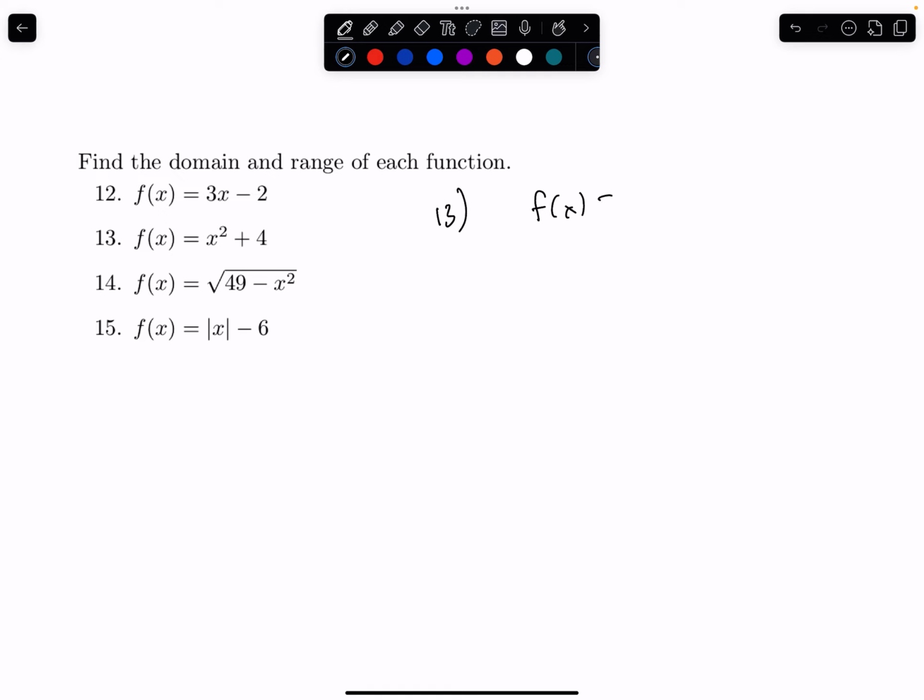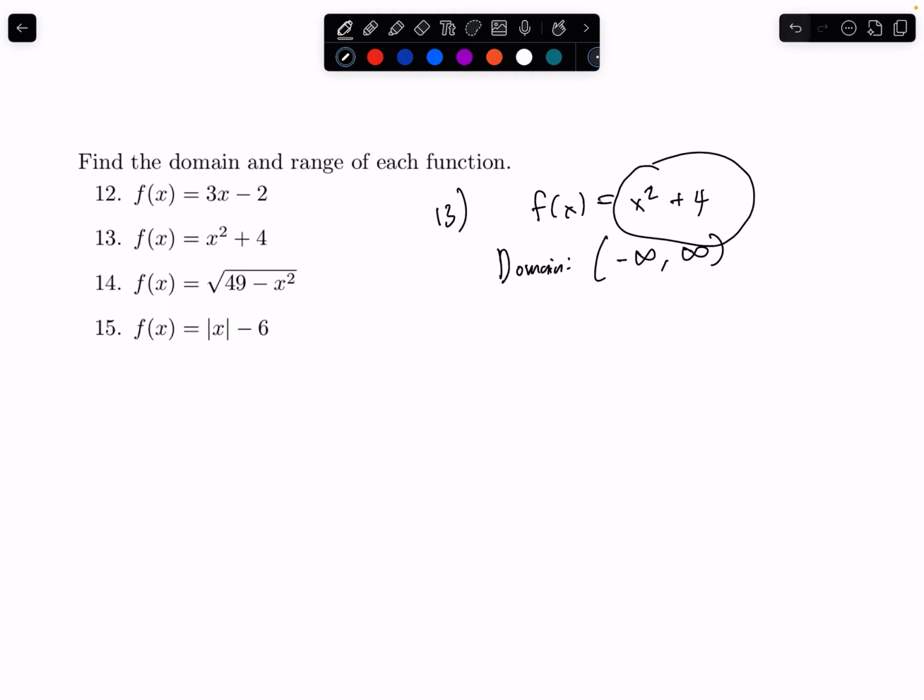Okay, first of all, what's the domain? And there's no restrictions again, right? There's no dividing by 0. There's no square roots of negatives. So the domain, again, is going to be -infinity to +infinity. Now, in this case, you have a parabola, right? This is our good old friend, parabola. So again, it helps to visualize what's happening here.